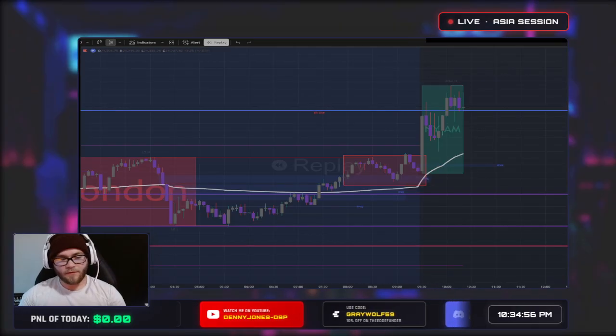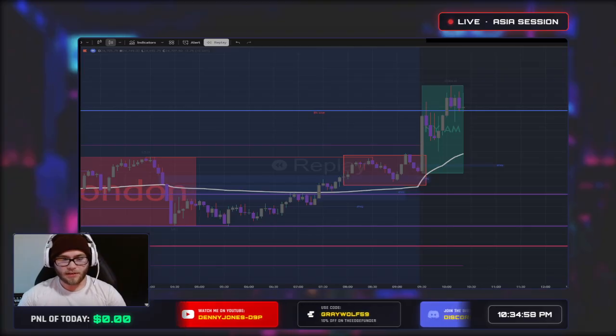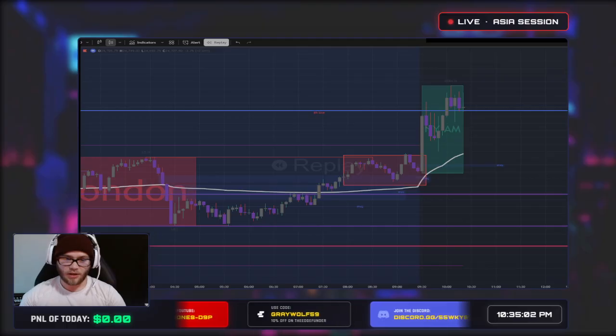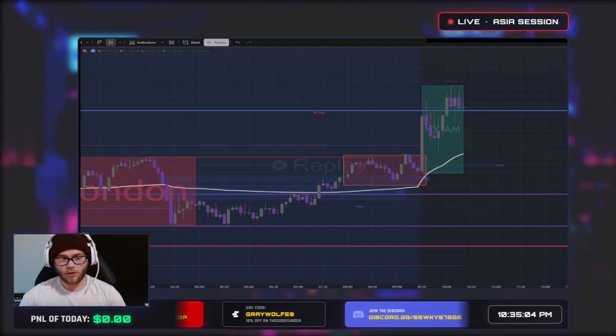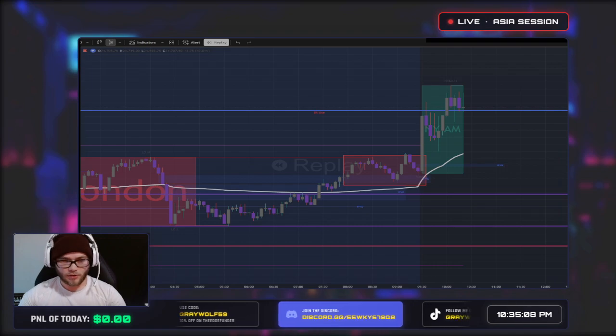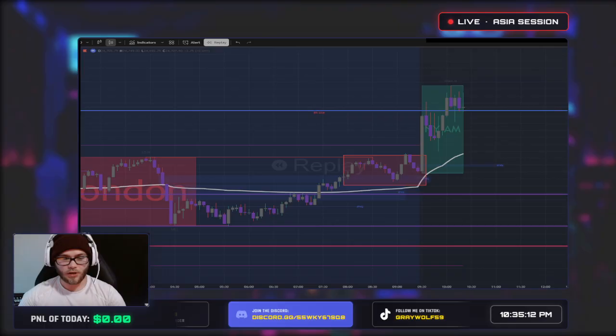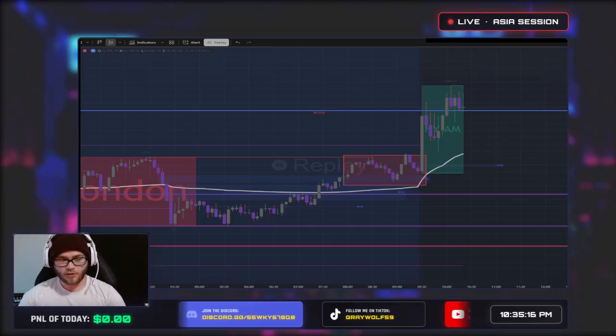So that's why fair value versus unfair value pricing is one of the easiest ways to understand why price pulls back, and why certain zones matter more than others. Tomorrow, we're going to move on to premium versus discount pricing, which is another concept that helps you understand whether you're buying high or buying low in the bigger picture.